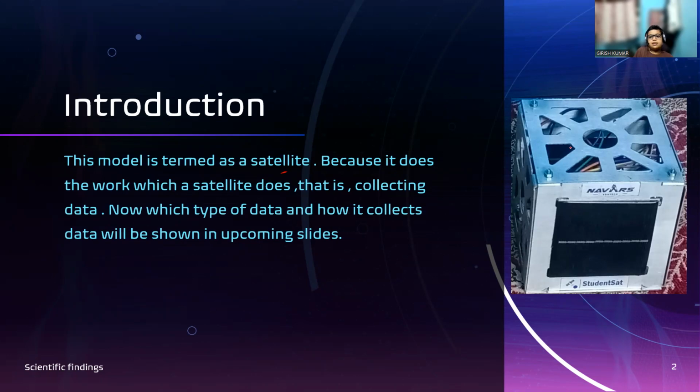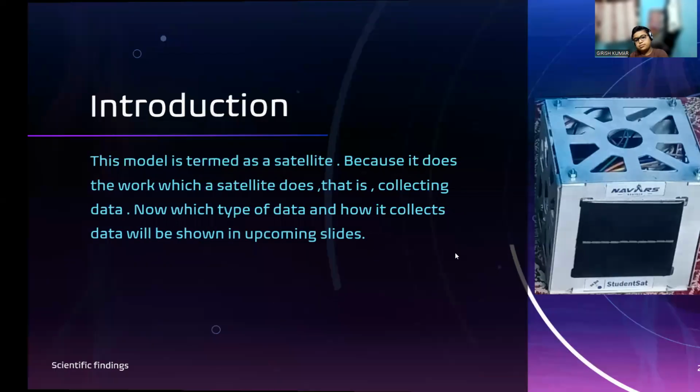Now, by saying that this is a satellite, you all might be thinking that it has rockets or fuel tanks which will launch it into space. But no, it has no rocket and no fuel tank. But the main work of a satellite is what? To collect data. This satellite also does that. It collects four types of data that I will show you in the upcoming slides.